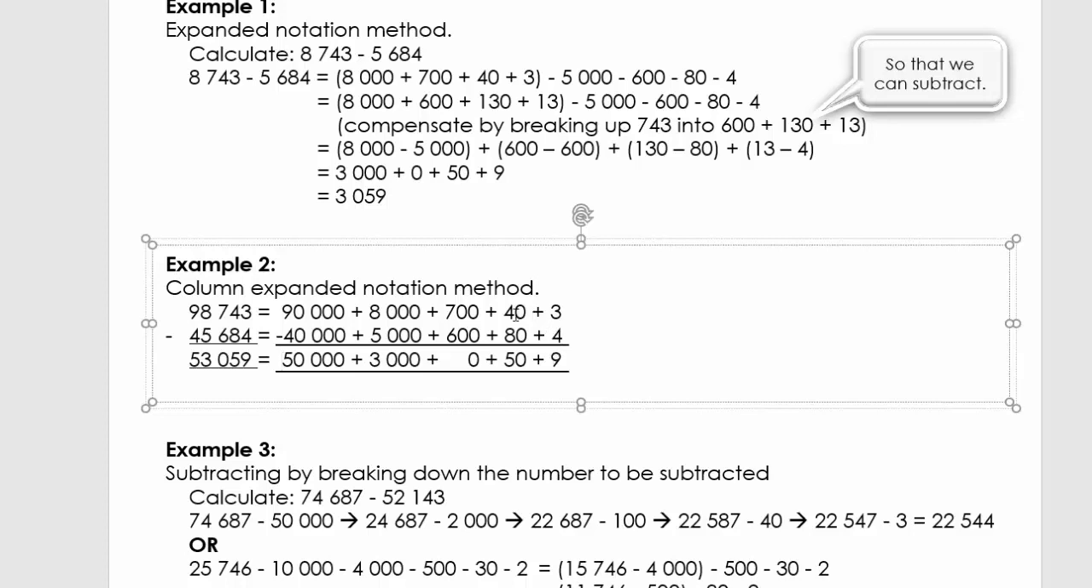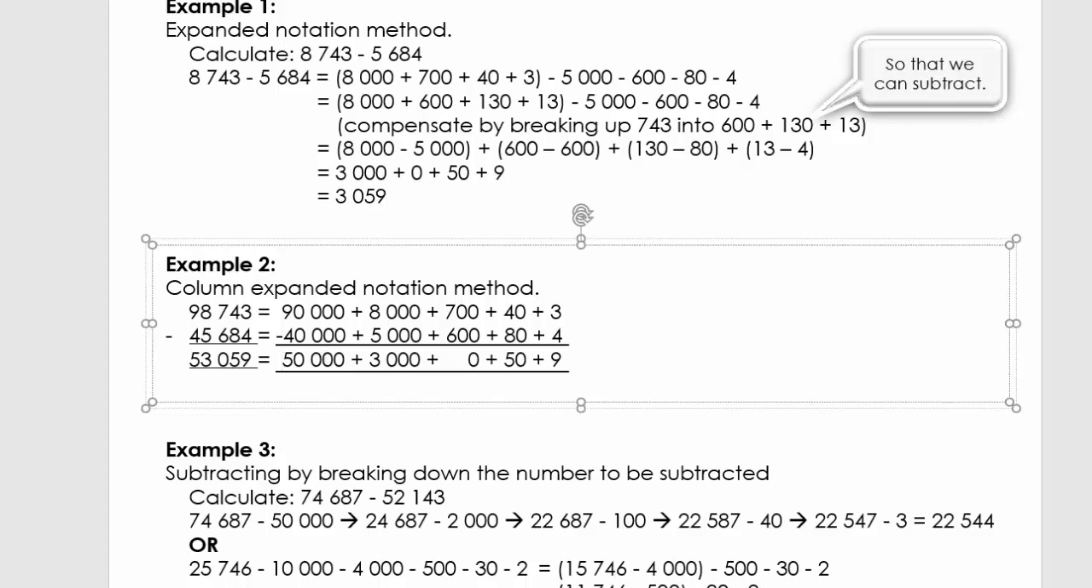What happened here? I already borrowed a 10, so it's 30. But I can't say 30 minus 8. I need to go and borrow a 100 here. So this becomes 130. 130 minus 80 gives us 50. What was left over here? It was 600. 600 minus 600 gives me 0. 8,000 minus 5,000 gives us 3,000. And 90,000 minus 40,000 gives us 50,000.